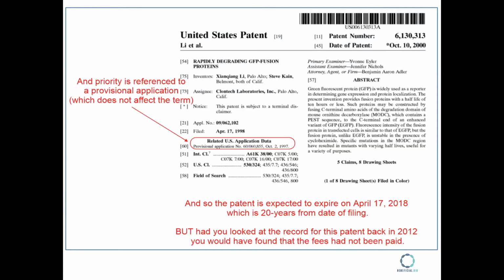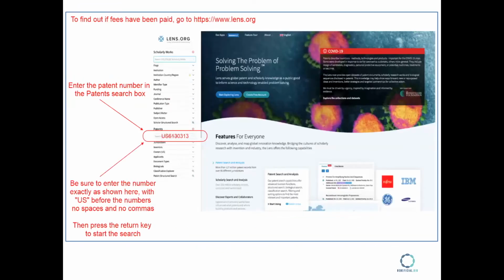So how would you know that? There's this wonderful site that I'm absolutely in love with. If you haven't visited the Lens, you need to visit the Lens. It is a wealth of information, not only on patents, but also on scholarly work. But we're going to focus on the patent side, and I'm going to walk you through exactly how to find out what you need.